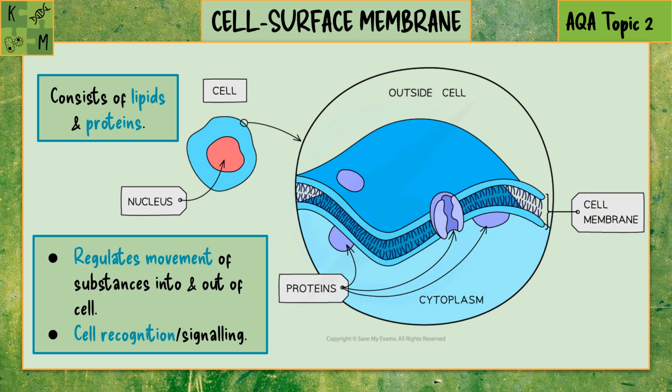You will look at the structure of the cell surface membrane in much more detail in a separate topic. So the membrane regulates the movement of substances into the cell and out of the cell, but it also has other roles. So some of the proteins, for example, may form receptors that are involved in cell recognition and signaling. So you'll look at some of that within the immune system. Some of the proteins may actually be enzymes too, so you'll come across this when you look at digestion.